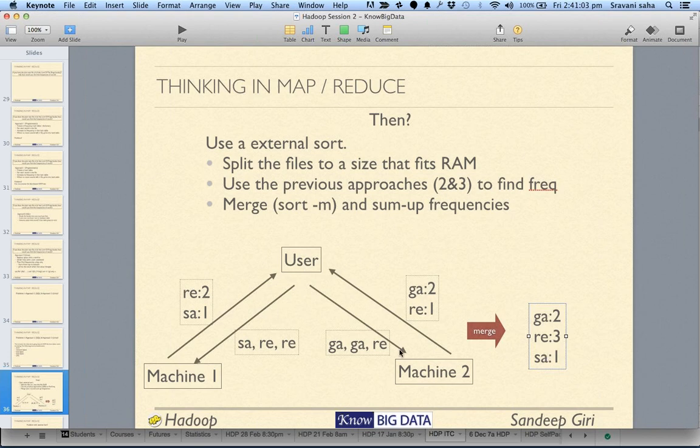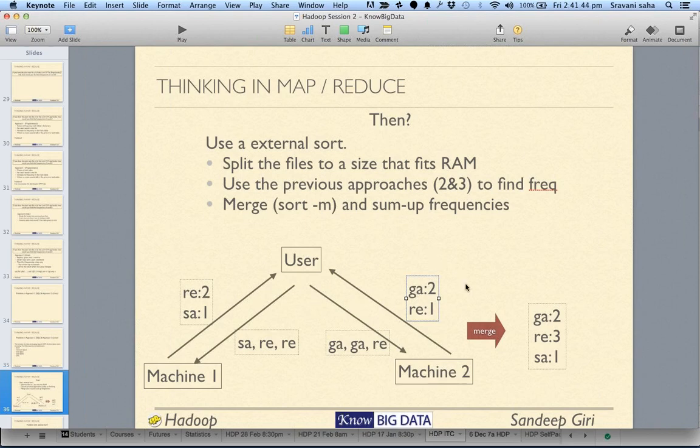Note that when we merge this sorted data, these machines need to return the frequency table ordered by the keys. Only then will we be able to merge these frequency tables easily. Otherwise it will be very difficult. I'm talking about this because merging two sorted lists is quite easy. You take the first word from both. Here I'll take re, and from this I'll take ga. Whichever is smaller, I will print in the output, which means ga has to go first.